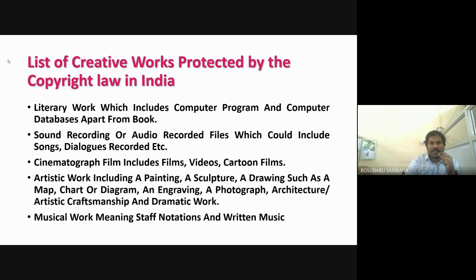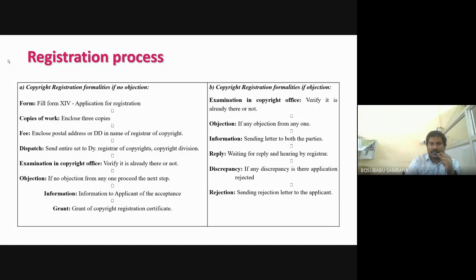Copyright formalities and registration. The copyright registration process is based on step-by-step formalities. If no objections are raised, first fill Form 14, the application for registration, enclosing three copies of your work. The fee is 500 rupees for registration.